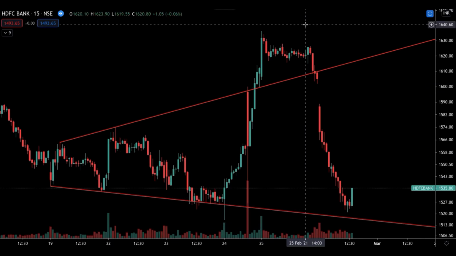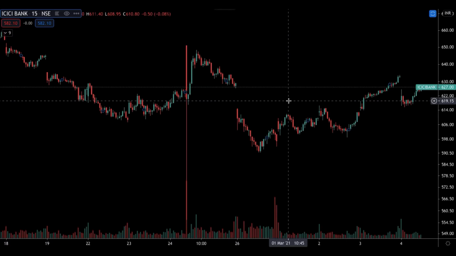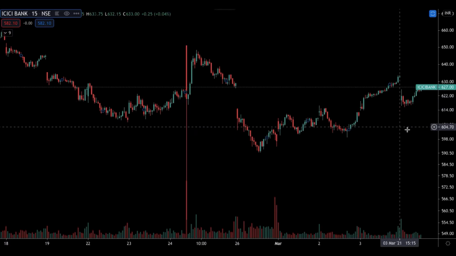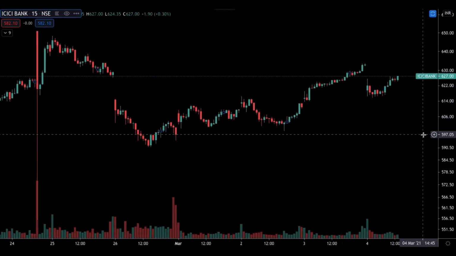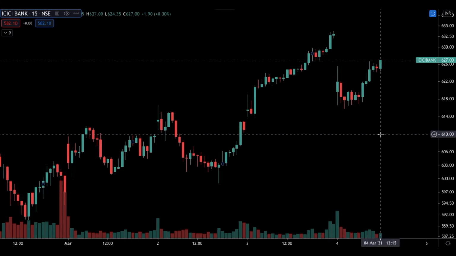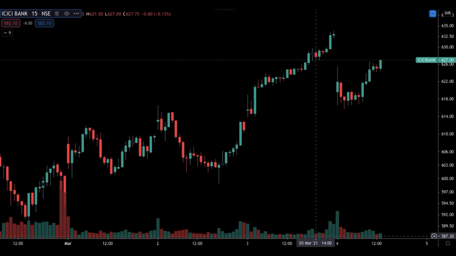This was a trade on an intraday basis. You can trade on this pattern on an intraday basis. ICICI Bank at 627. Where are we? 4th March 2021, 12:15 am. We will see the formation of this pattern and a successful trade.